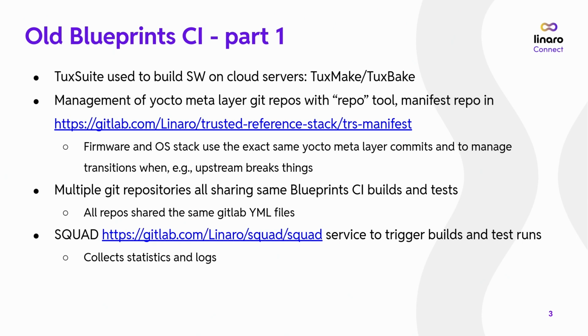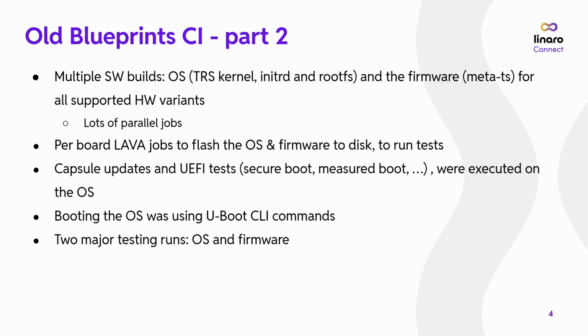Then we had multiple repositories all linked together using the same, let's call it blueprint CI approach, where they were all using the same URL to download the GitLab YAML files. And then we were using the Linaro SQUAD service to trigger build and test runs in the Linaro LAVA setup. And SQUAD is also collecting all the statistics and logs. This had a few other things.